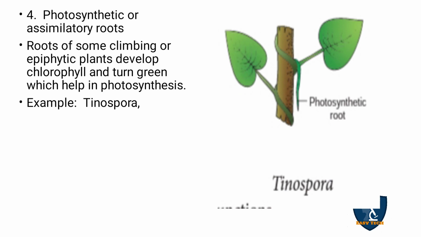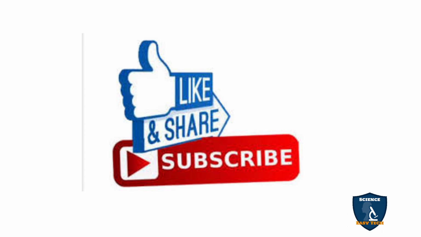And photosynthetic or assimilatory roots. At the nodal region, the photosynthetic roots appear, which is helpful for photosynthesis. Example, Ctenospora.